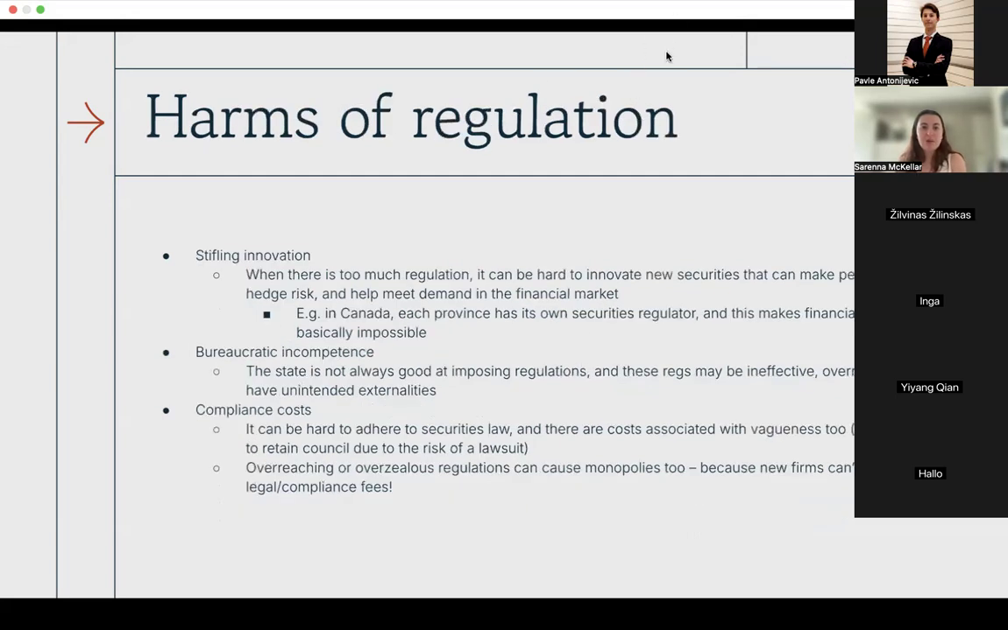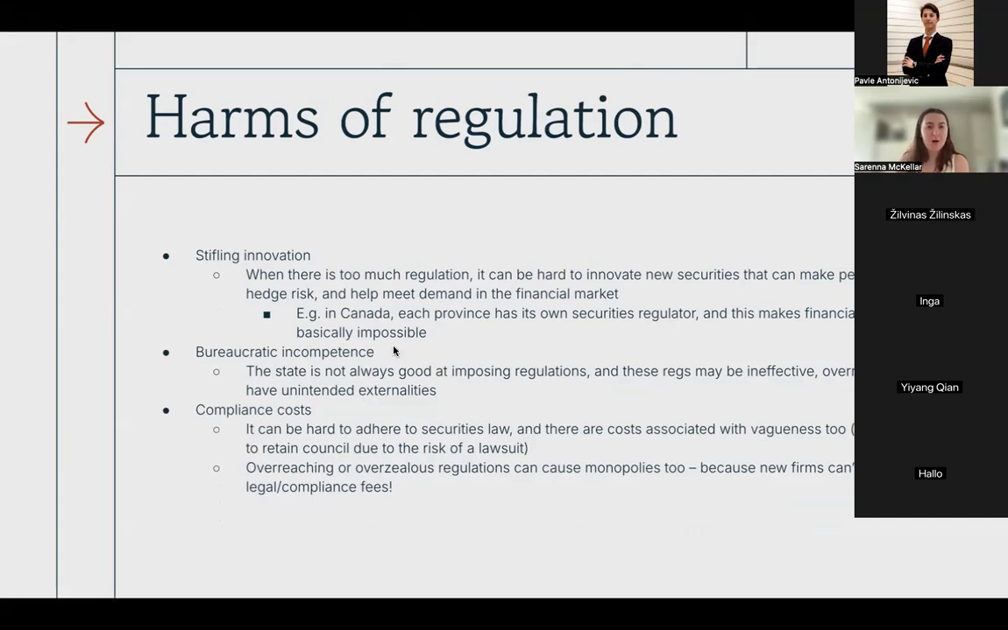The final thing we're going to talk about is some of the harms of innovation. The first is the harms of regulations because they are not always a good thing.